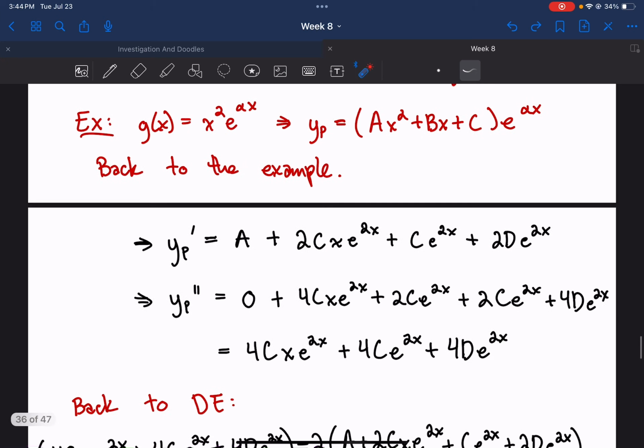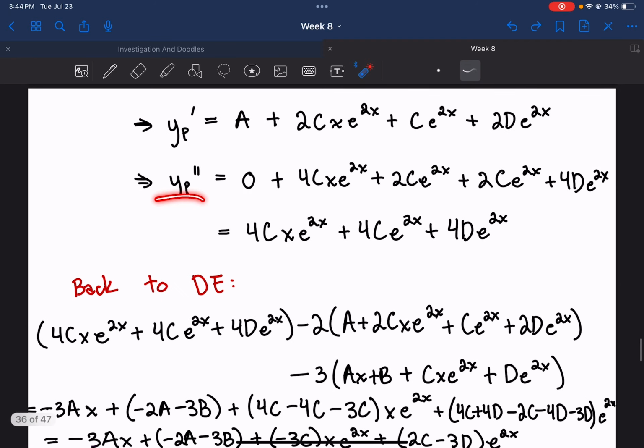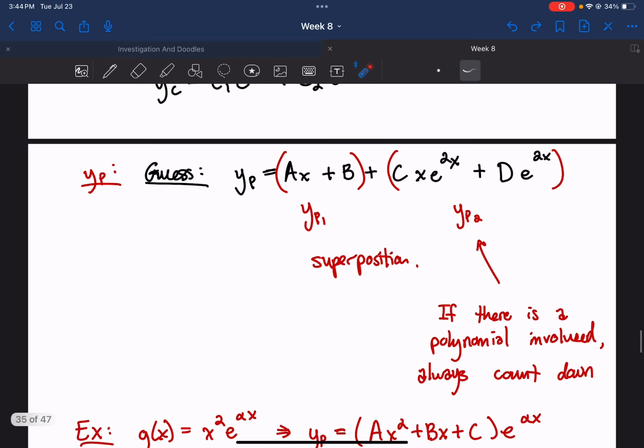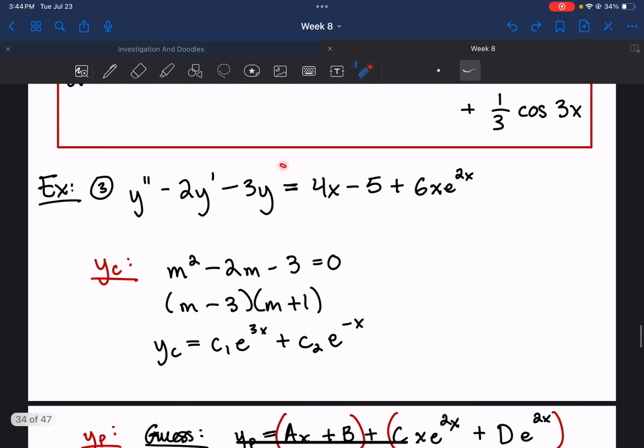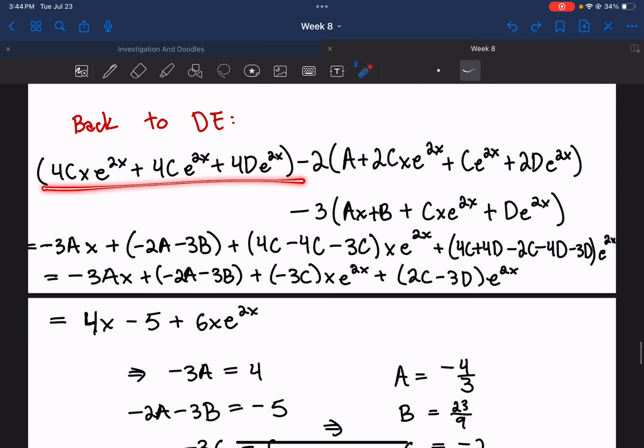And then I take another derivative, right? This goes to 0. I get another product rule here, the c e to the 2x is this derivative, and this is that derivative, and I can clean it up just a little bit. Now back to the differential equation. I plug yp double prime, yp prime, and yp into my differential equation: yp double prime minus 2yp prime minus 3yp.